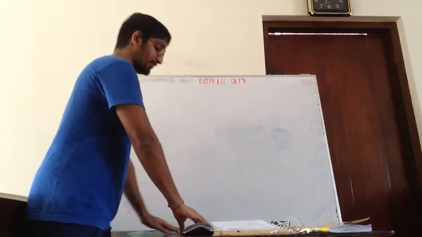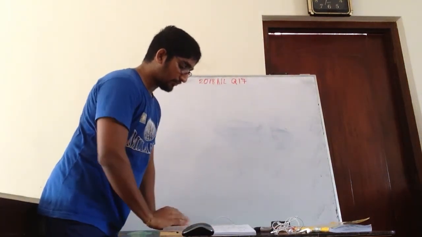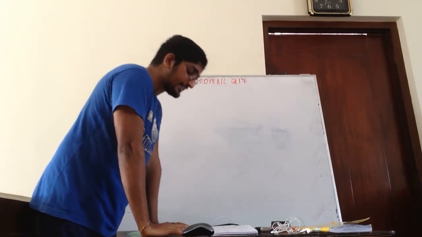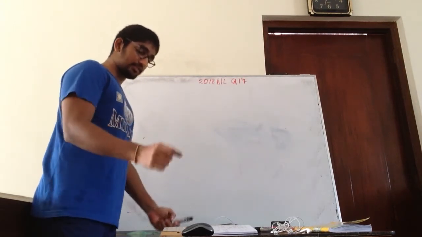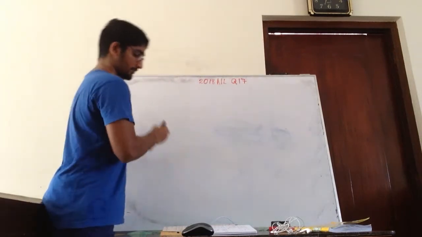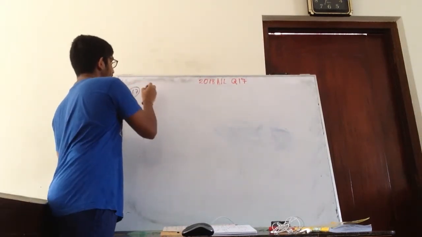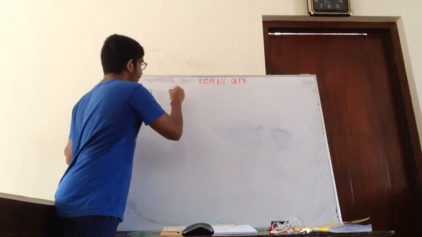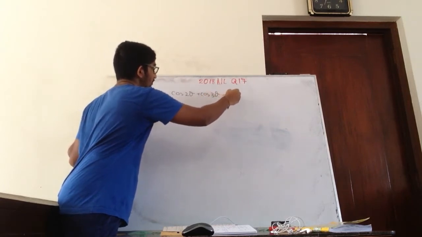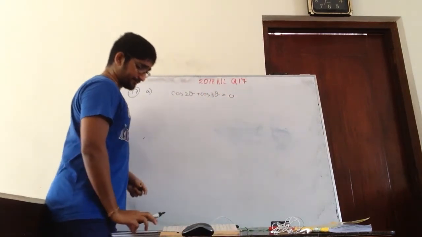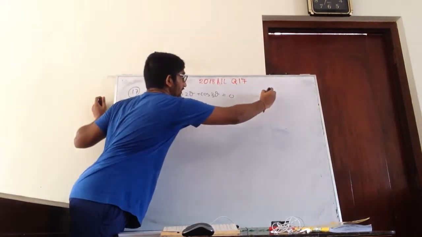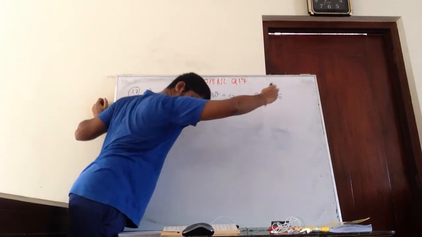Right. So question number 17 starts by saying solve cos 2 theta plus cos 3 theta equals 0, where theta is given in the range of 0 and 5. Okay. They are saying cos 2 theta plus cos 3 theta equals 0, right? And they are saying the theta is between 0 and 5.